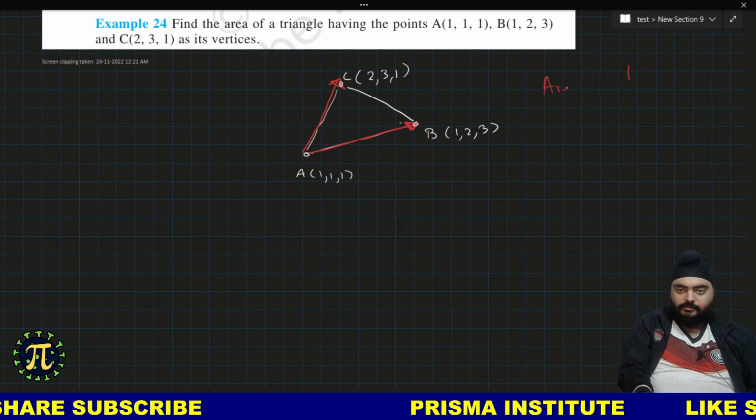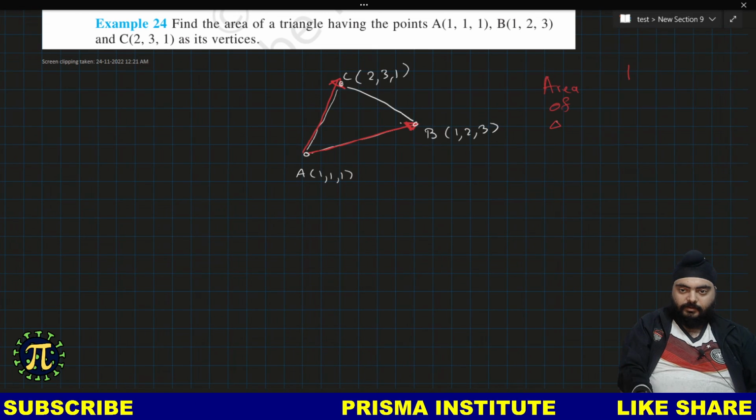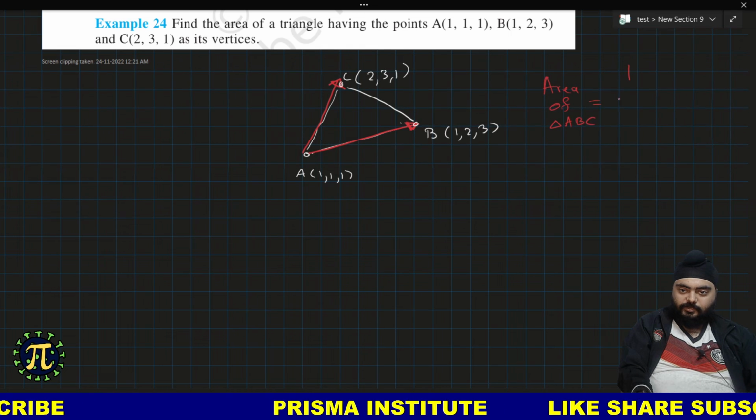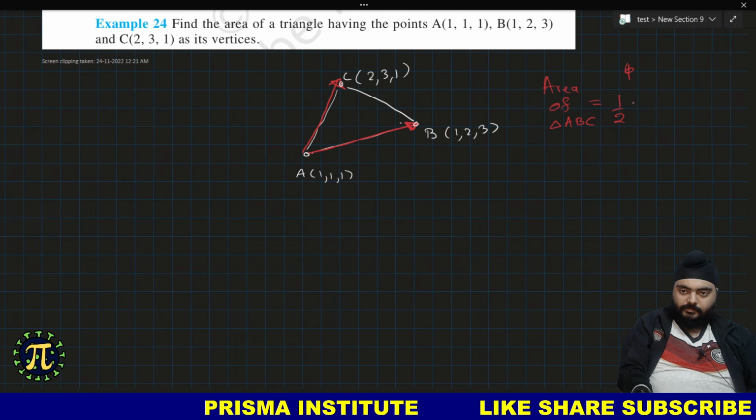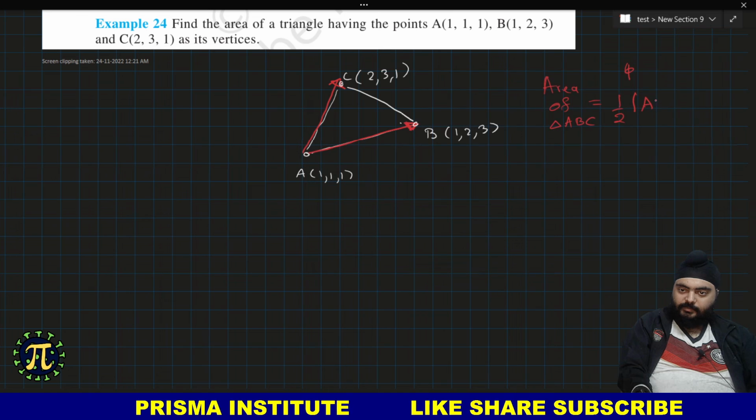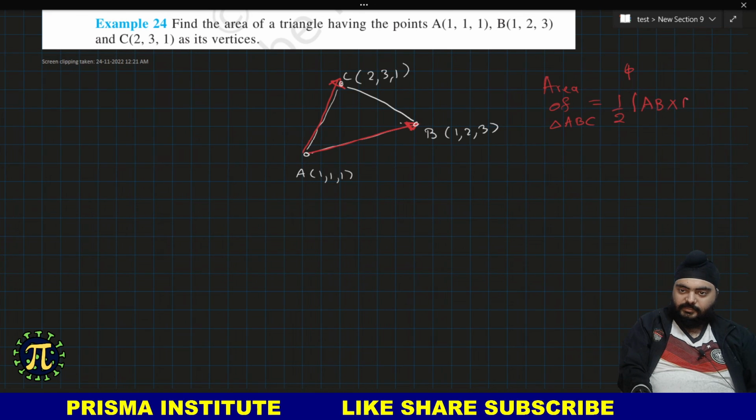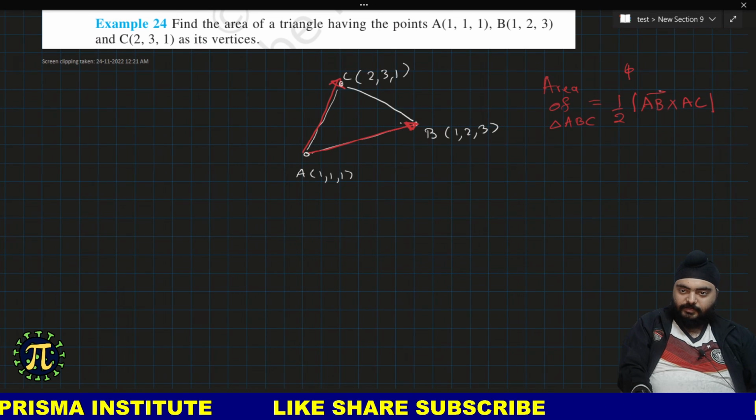Area of triangle ABC, I will use it to be half of the magnitude of the cross product AB cross AC.